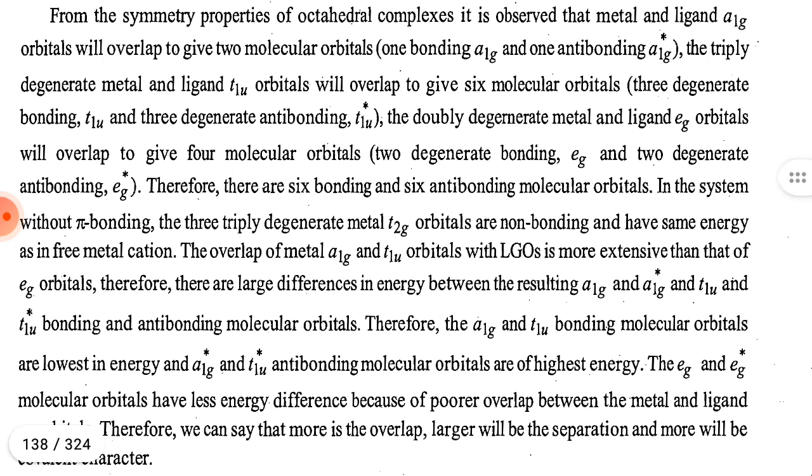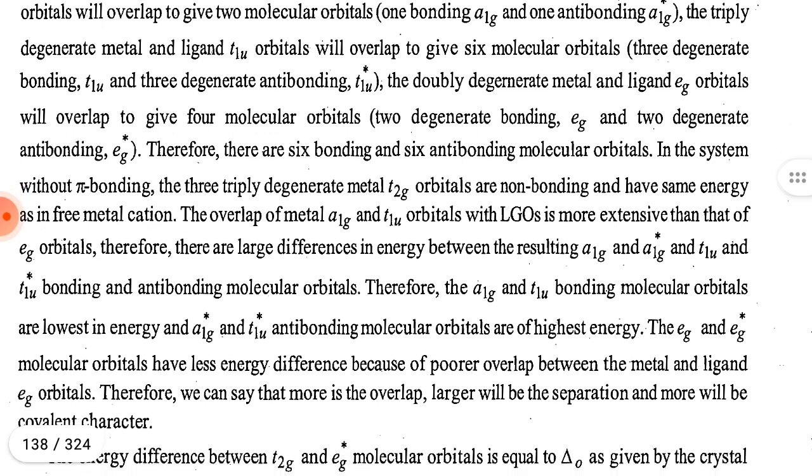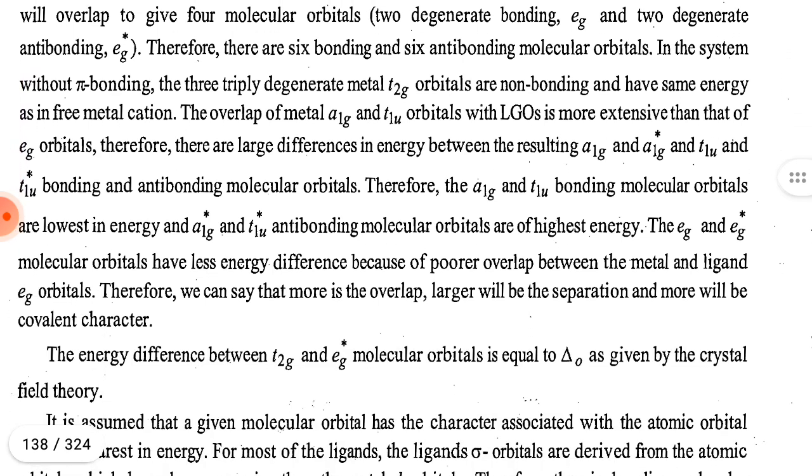The triply degenerate metal and ligand T1u orbitals will overlap to give 6 molecular orbitals, 3 degenerate bonding T1u and 3 degenerate anti-bonding T1u star. The doubly degenerate metal and ligand Eg orbitals will overlap to give 4 molecular orbitals, 2 degenerate bonding Eg and 2 degenerate anti-bonding Eg star. Therefore, there are 6 bonding and 6 anti-bonding molecular orbitals.